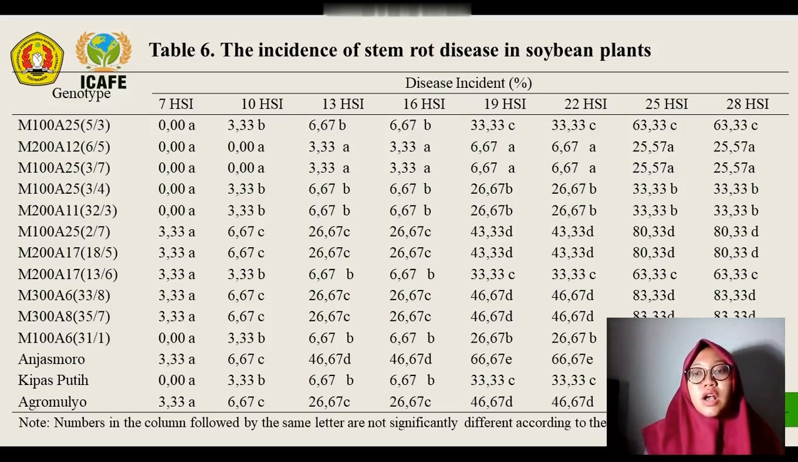The highest percentage of disease incidence in the genotypes M300 A6 33/8 and M300 A8 35/7 was 33.32%, and the Anismoro variety was 93.33%. The lowest percentage of disease incidence was found in the genotypes M100 A25 3/7 and M200 A12 6/5, at 25.57%.